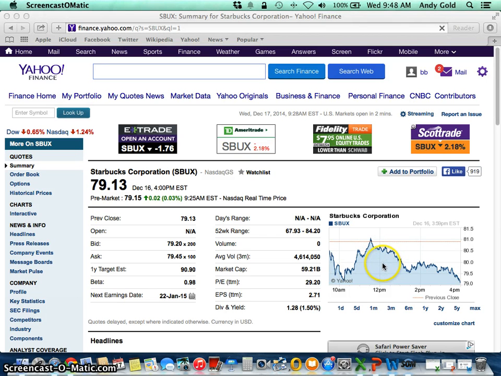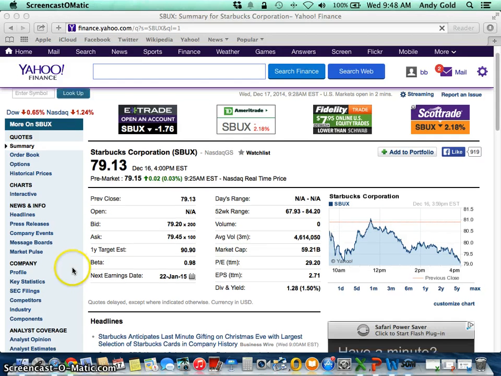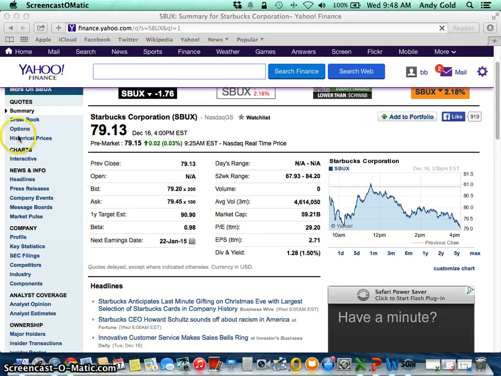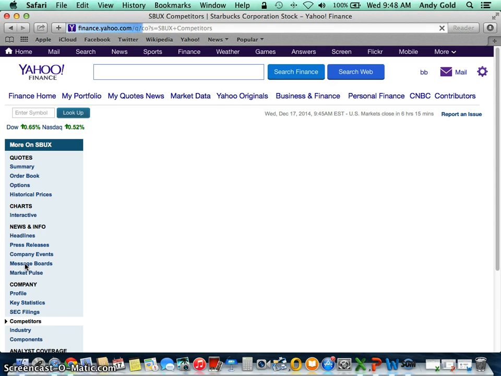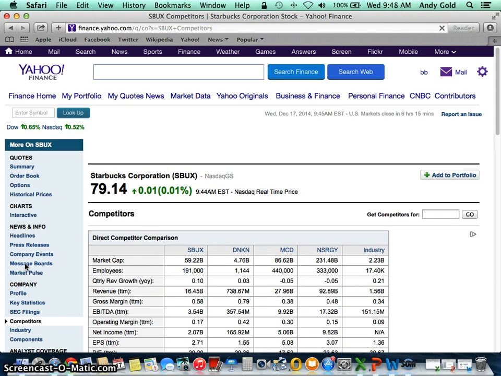Before we get to the charting portion of this website, I want to show you a couple of other features in here. There are so many, but these are ones that I think you'll find useful. On the left-hand side, you'll see a bunch of different categories listed along the left-hand side of the screen. One that's kind of interesting is competitors. So I'm going to click on that right now, and what this screen does is it allows you to take a look at some of Starbucks' competitors.